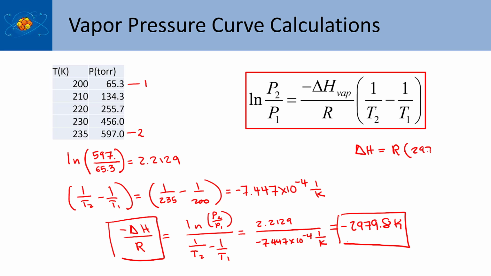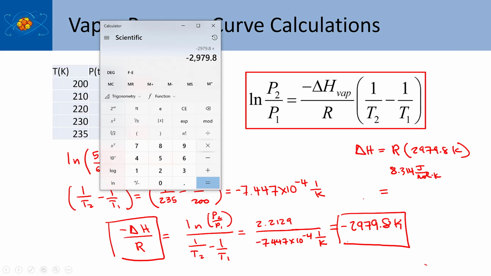times 2979.8 Kelvin. Again, R is 8.314 joules per mole times Kelvin. Rather than rewriting all that, I'll just plug it in and calculate it. So times 8.314. So 24, I got to change the sign, 24,077 basically kilojoules. So 24,774.